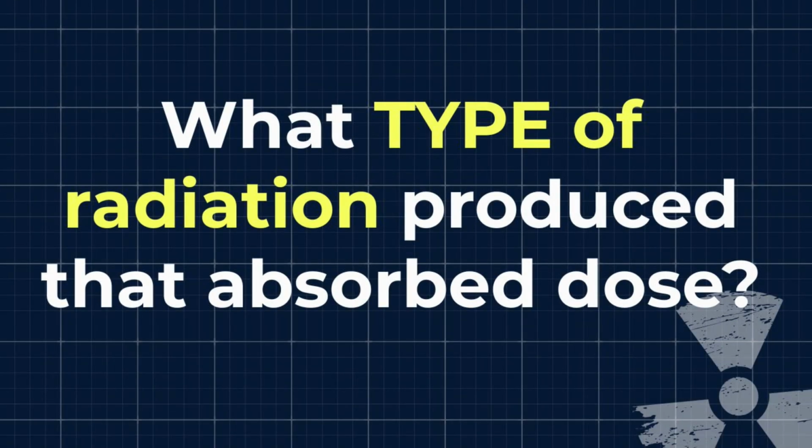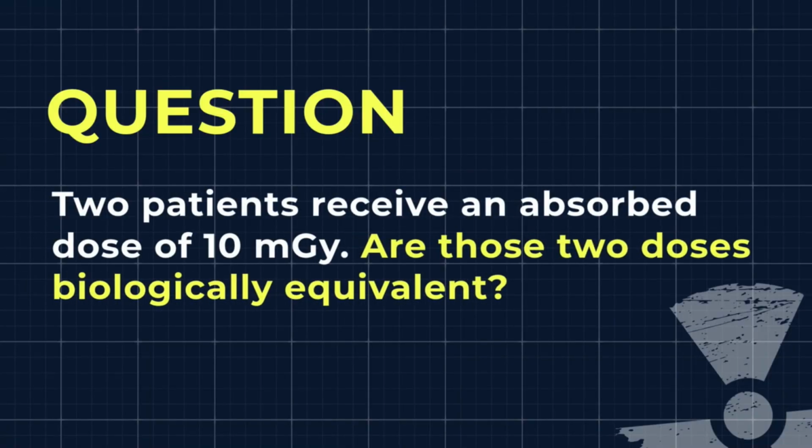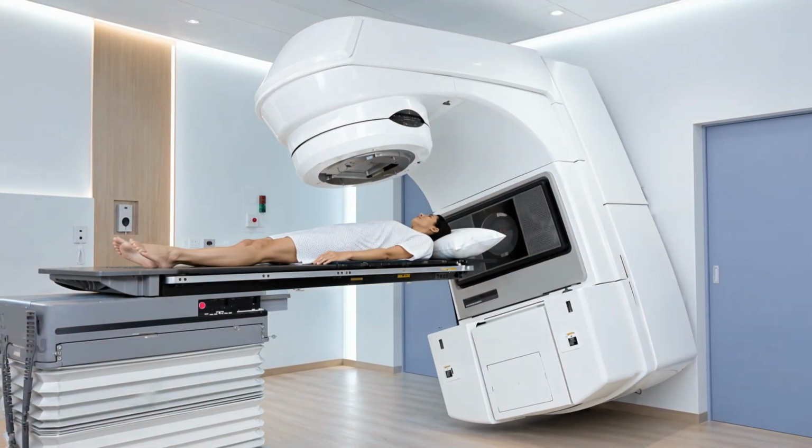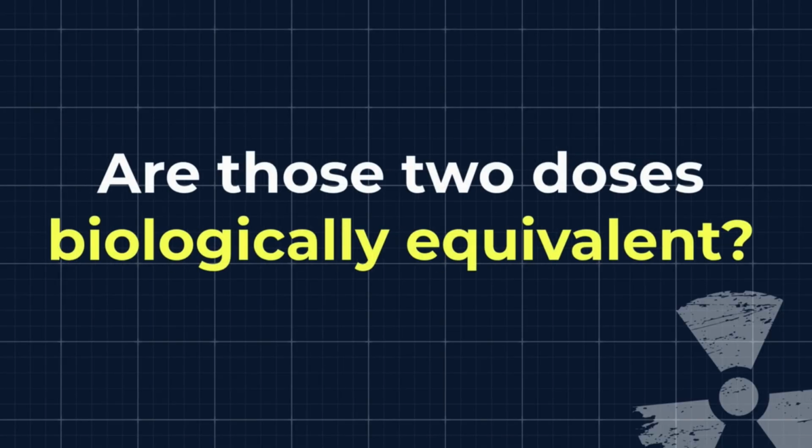Why does that matter? Because different kinds of ionizing radiation do not produce the same amount or concentration of biological damage. Imagine that 2 people each receive an absorbed dose of 10 milligrays. The physical energy absorbed per kilogram of tissue may be the same, but suppose one dose came from diagnostic X-rays and the other came from alpha particles used in targeted alpha therapy. Are those 2 doses biologically equivalent?